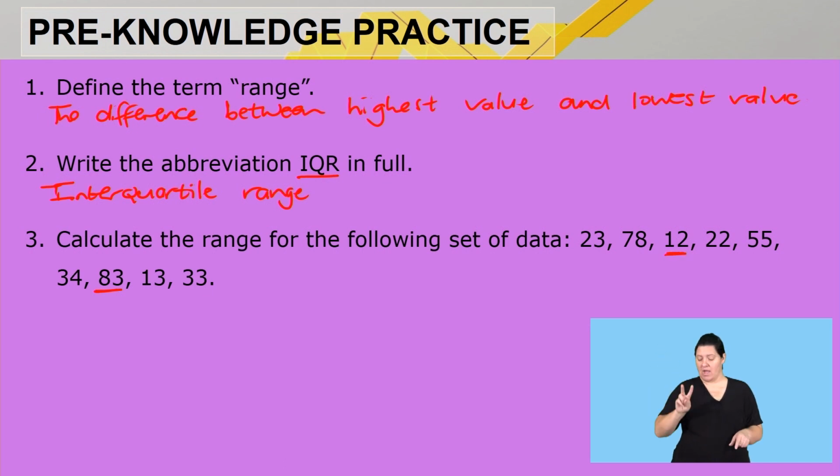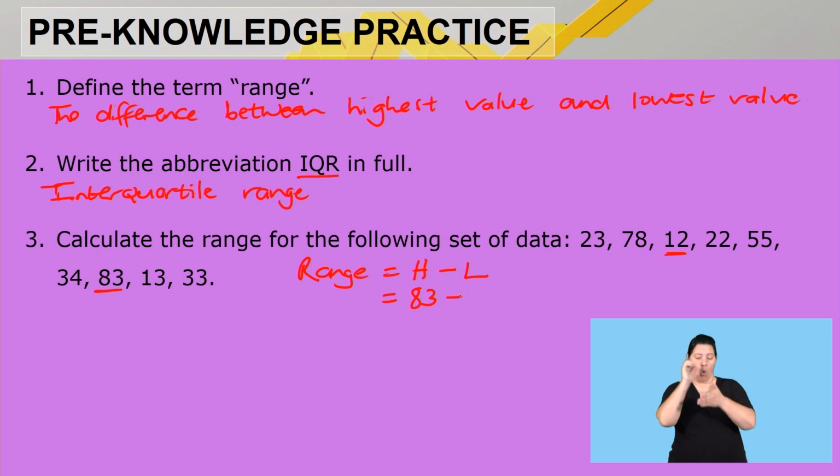Always remember, start with the formula first. So the range equals highest value minus lowest value, and I'm going to abbreviate it as H and L: H for highest value, L for lowest value. Now I'm going to substitute: the highest value is 83, minus our lowest value, 12. So 83 minus 12 gives us an answer of 71. You are more than welcome to check with me. Make sure that you type in and work with me as we move along with this lesson.